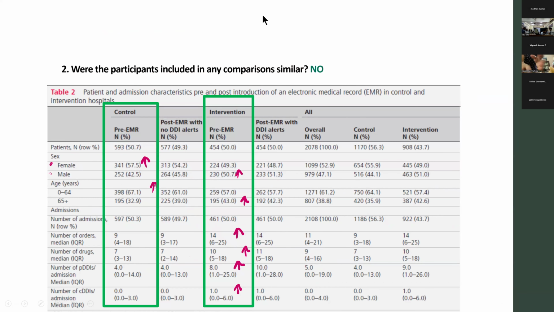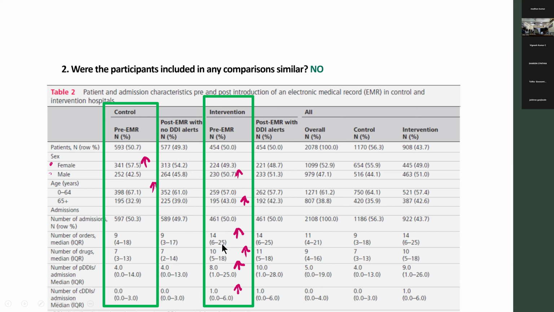The second question was whether the participants included were similar. This was not a randomized trial, and here the participants were quite different. I wanted to look at control and intervention pre. These are the baseline characteristics. If you look at that, you see that female patients are more in the control arm. Age group is higher in the control arm, so that might have adversely affected. This is the number of admissions, and admissions are fairly similar.